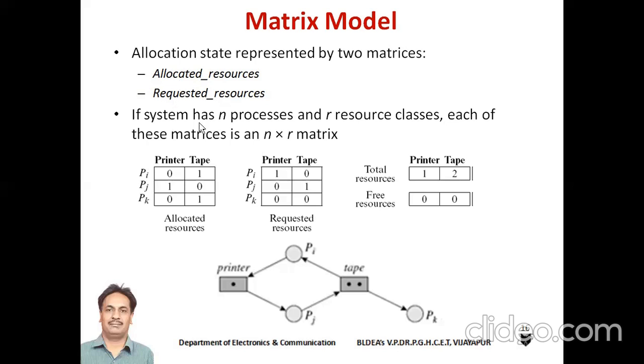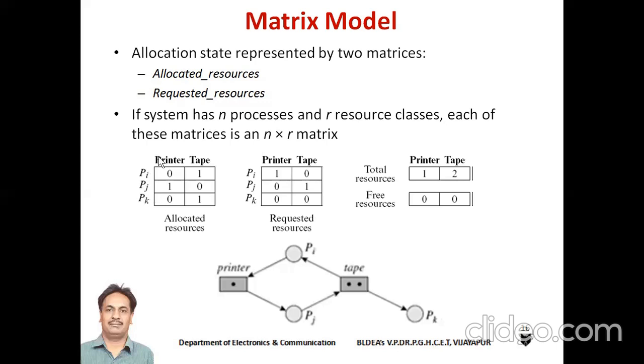Suppose we have n number of processes and r number of resource classes. In that case, these matrices, that is the first and second matrices, will be of size n into r. It indicates that the number of rows in the matrix depends on the number of processes, and the number of columns depends on the number of resources available. The number of resource classes available decides the number of columns, and the number of processes considered for execution decides the number of rows.